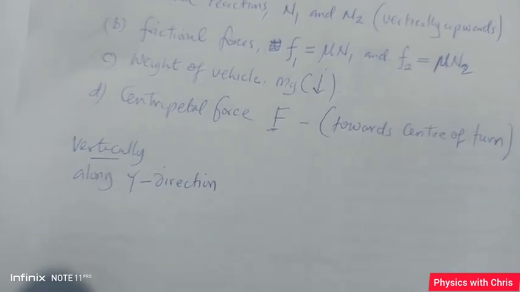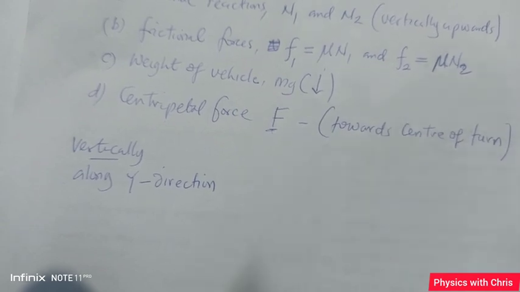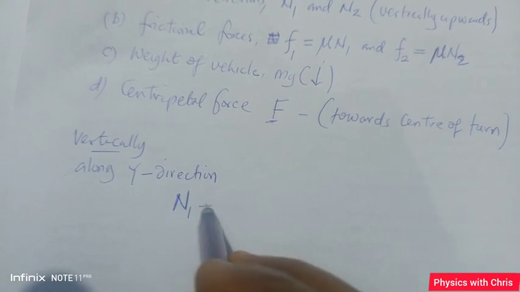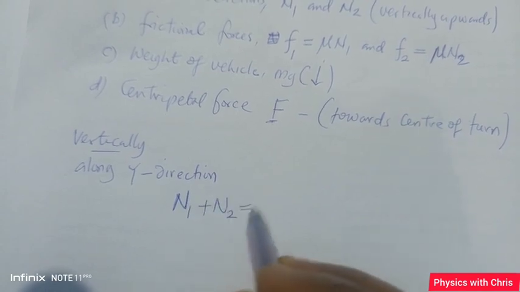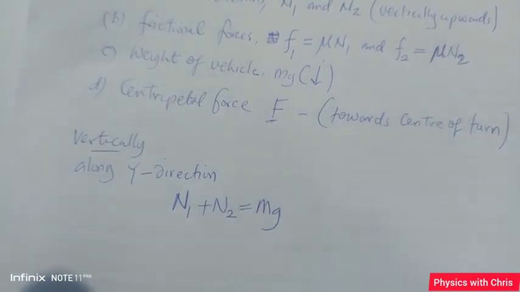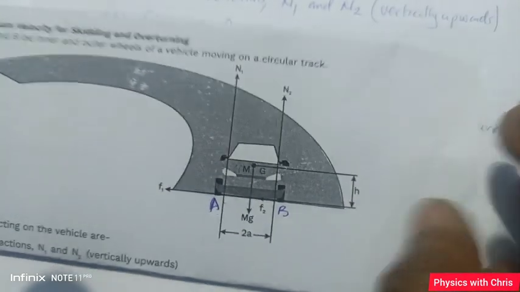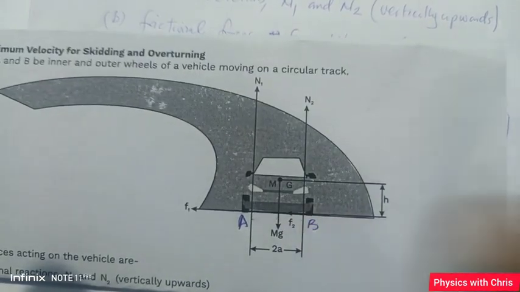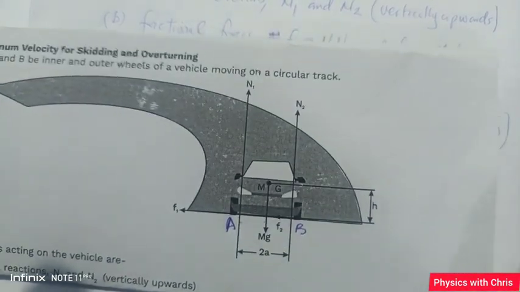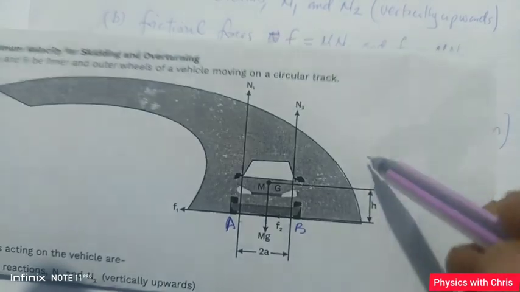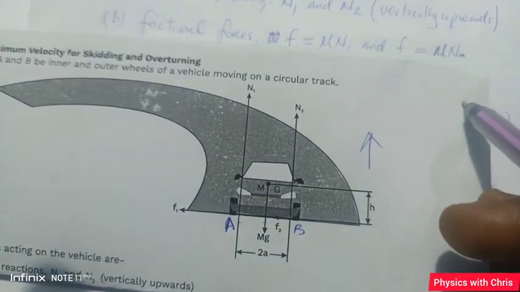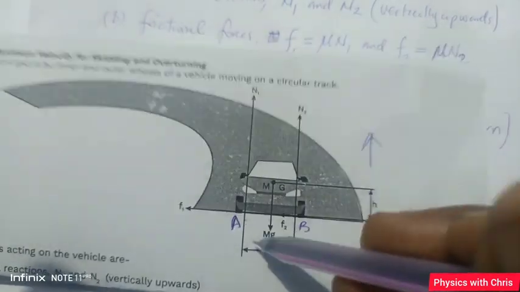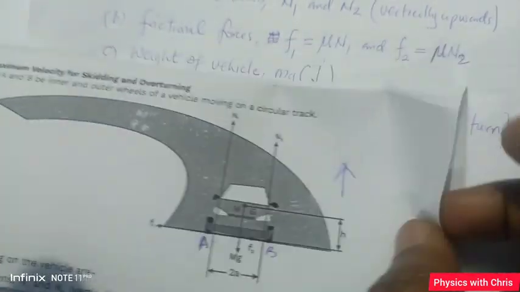Now, let's see the motion. Vertically speaking, let's resolve the forces acting vertically. We have the normal force N1 plus N2 is equal to the weight of the car. If we check here again, the two normal forces are acting upwards, so we can equate that to the downward force. Why are we doing that? Because vertically speaking, along the y direction, there is no motion. It means that the two normal forces, N1 and N2, are balanced by the weight of the car, mg.